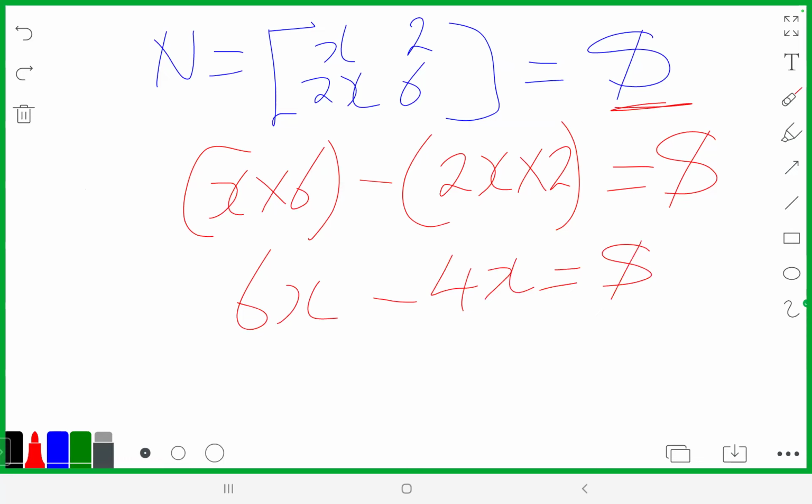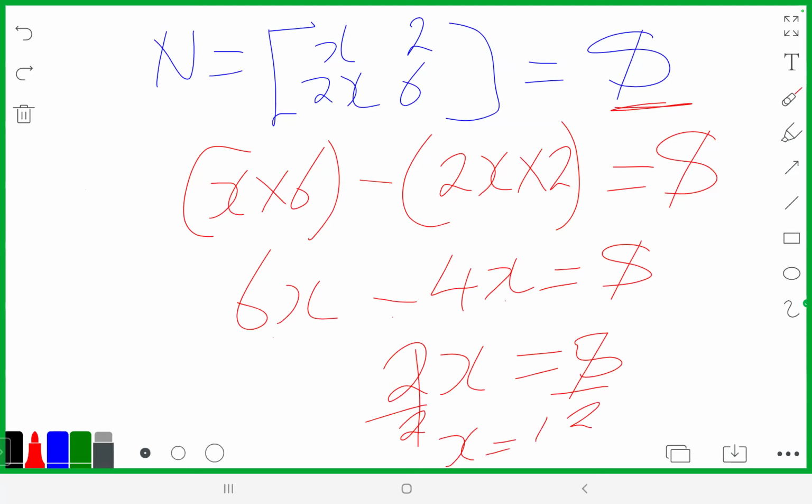So now, what is 6x minus 4x? It is giving us 2x, right? Equals 8. So for x, we divide through by 2 everywhere so that x is equal to 4. So x is equal to 4. That's the value of x. So we have found the value of x.